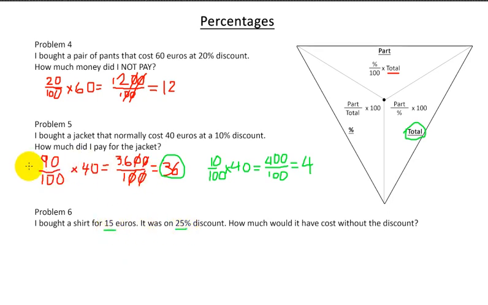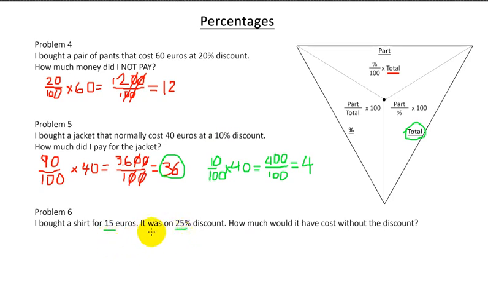In this case, if we want to compare this to this, 36 is what I did pay. That's 90% of the 40. It's not the 10% of the 40. It's not what I didn't pay. That's the 4. And that's the same thing here. 15 is what I did pay. So how much did I pay?